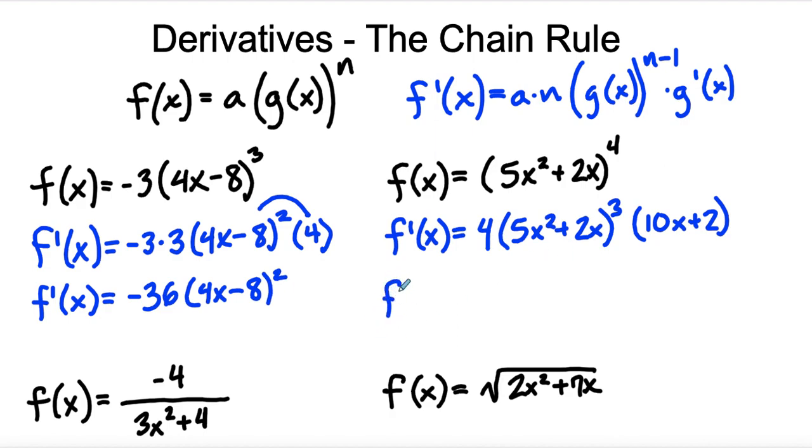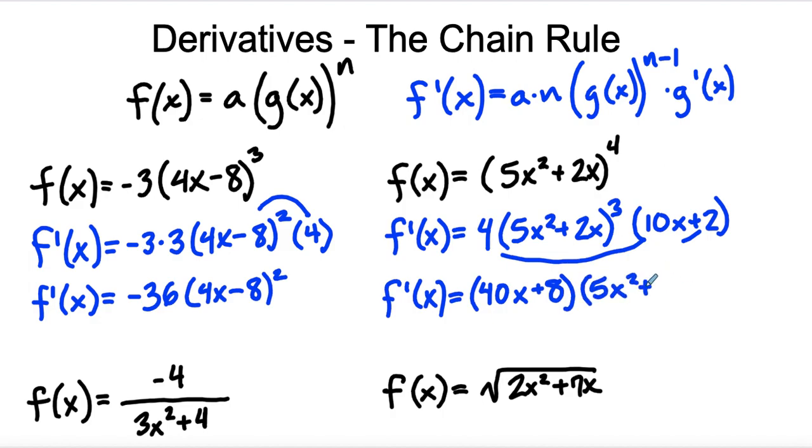Now you could leave it like that, but I think it works out better if we distribute the 4 to these two numbers. So we're going to leave it as 4 times 10x plus 2. A really important thing to do here is put this in parentheses, because we're multiplying both of these numbers by 4, and that's all multiplied by this. 40x plus 8, and I still have this 5x squared plus 2x to the third power. So now this one is done.